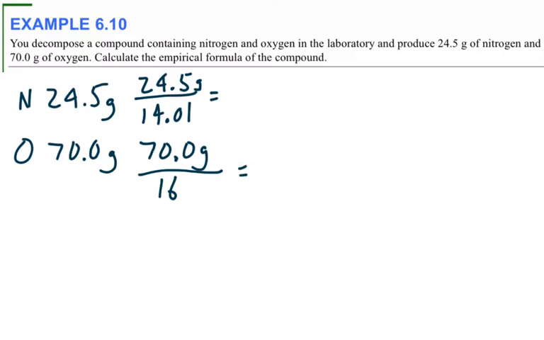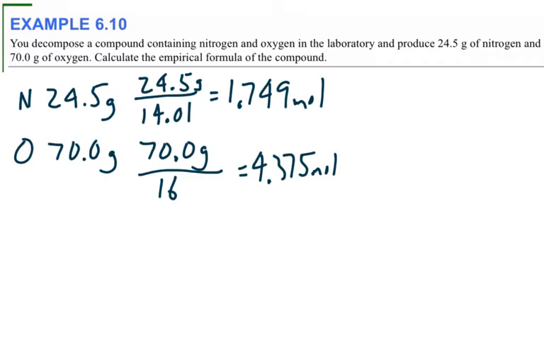So notice I'm dividing each by their respective atomic masses. First, for nitrogen, you get 1.749 moles. For oxygen, you end up getting 4.375. I usually round around this area. You don't have to keep any extra digits. This is good enough. Now, we are ready for basically the second step.